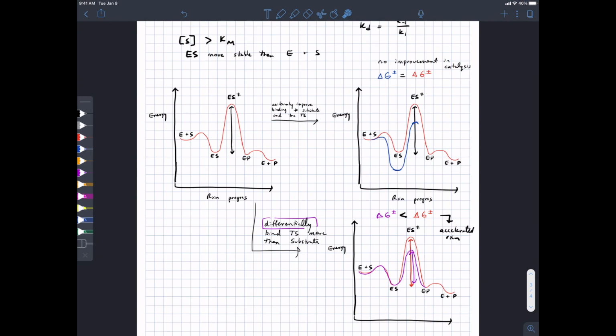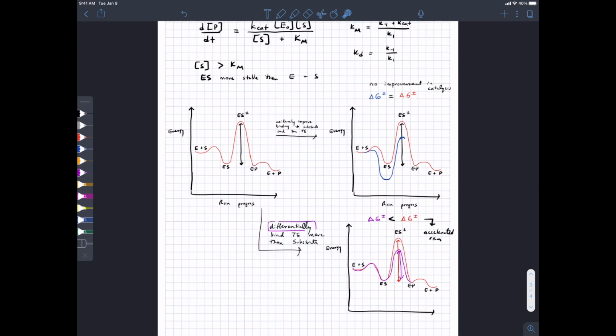Let's now look at a situation where substrate concentration is lower than your Km. So now you're not in the saturation regime. You're in the linear regime, linear dependence on substrate concentration. Before we move on, any questions there? Okay.